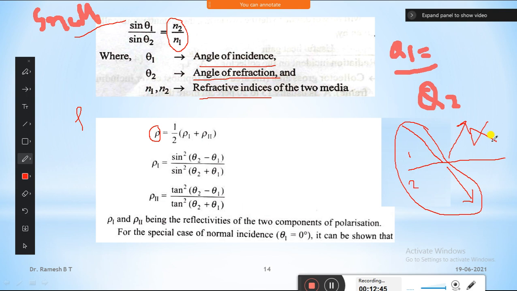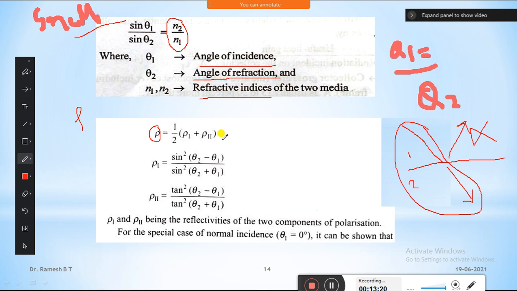Clear? So this is given by rho is equal to 1 by 2 (rho 1 plus rho 2), where rho 1 and rho 2 are the refractivity of the two components of the polarization. Polarization means the light will be incident on some media, some amount will reflect, some amount will refract. It will change the direction of the incident light, that is what we call polarization.